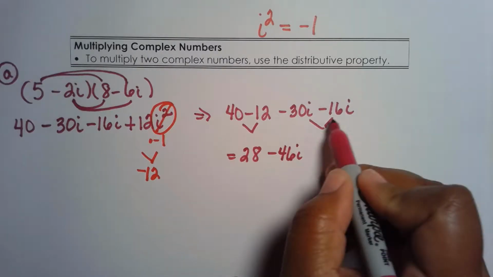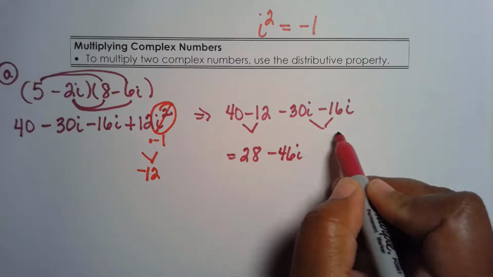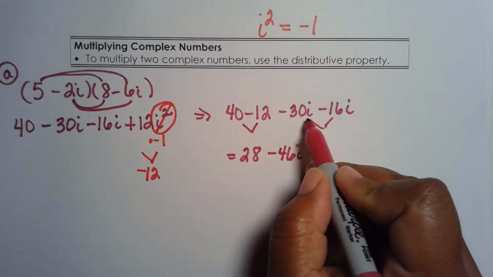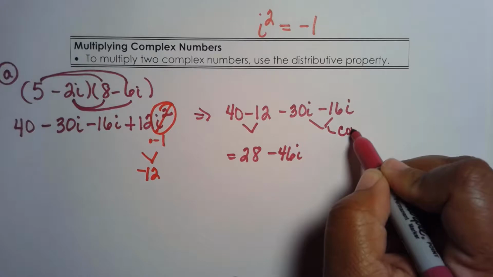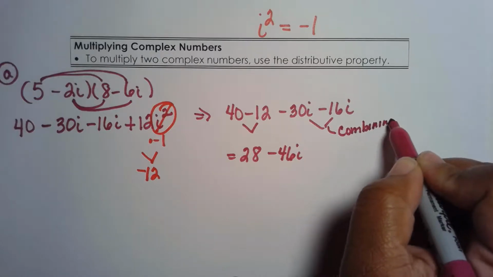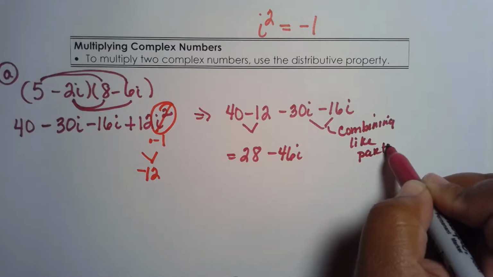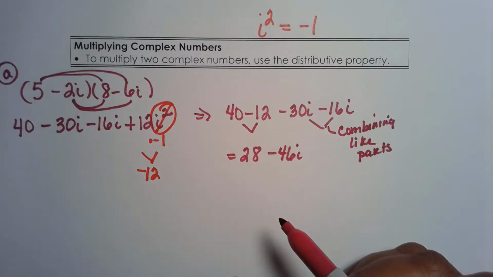There is no need to combine the i's together and say i squared, because we're not multiplying the negative 30 and negative 16. All we're doing is combining like parts. So if we're combining like parts, that means we're working with the coefficients.